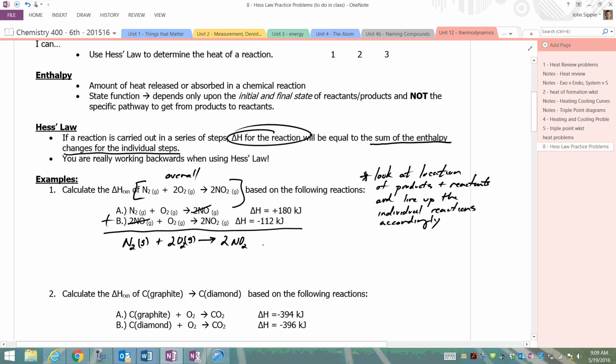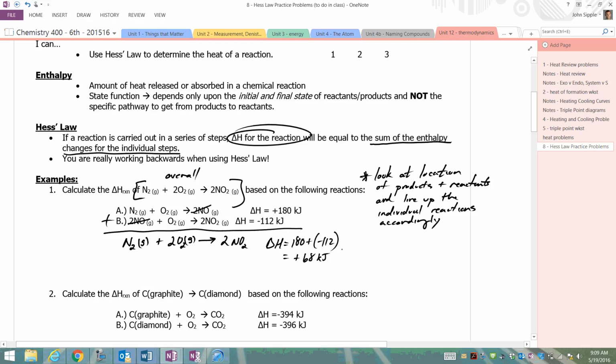So delta H, I'll just write it out as 180 plus the negative 112, so it equals a positive 68 kilojoules. And that's it. Then we're done. That easy. Now they're going to get harder, but it's pretty easy so far.